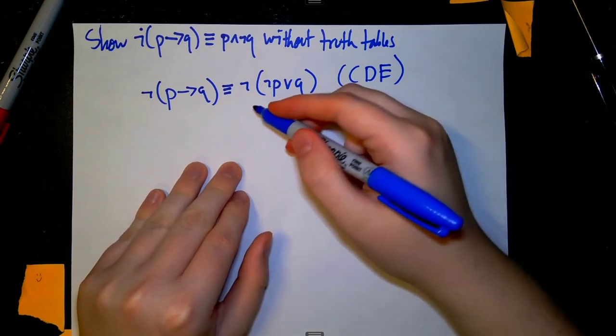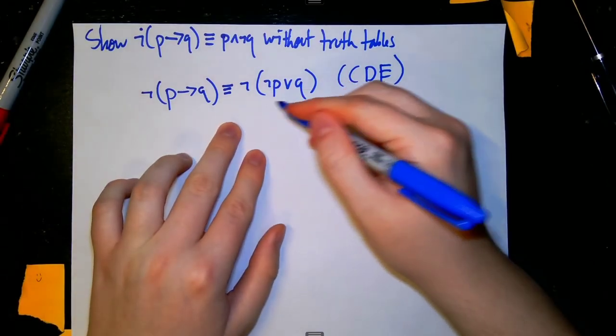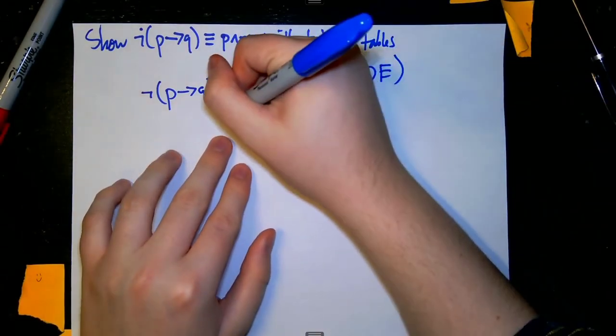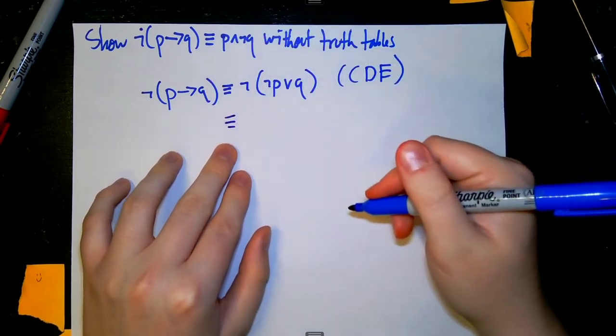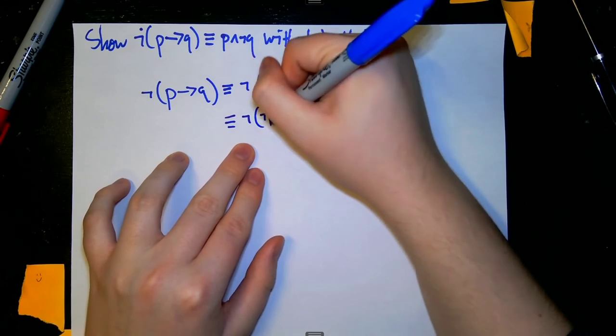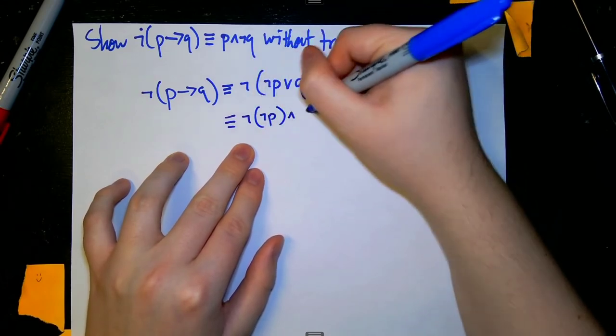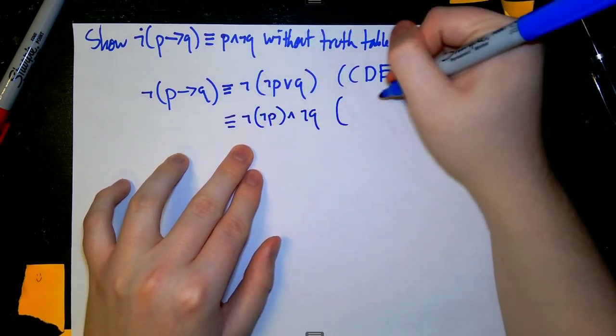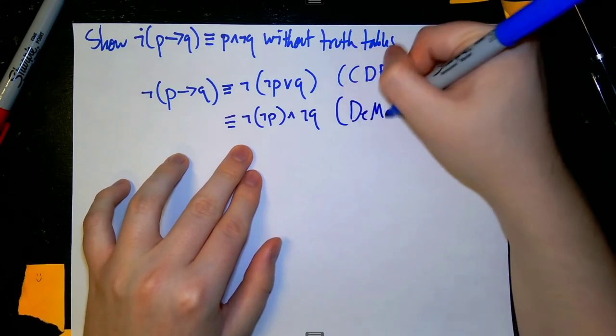So now what we have is the negation of some kind of disjunction. So what I'll do is we can actually apply De Morgan's law. So this will end up being the negation of, in this case, the negation of P and the negation of Q. You can cite De Morgan's.